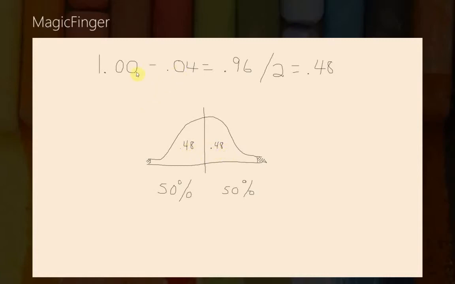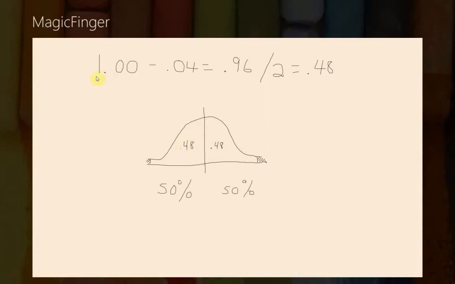So when we're dealing with a 0.04 significance level, this is one way to do it. You could divide that by 2 and say 0.02, and then take 0.50 minus 0.02, and you'd come up with 0.48.